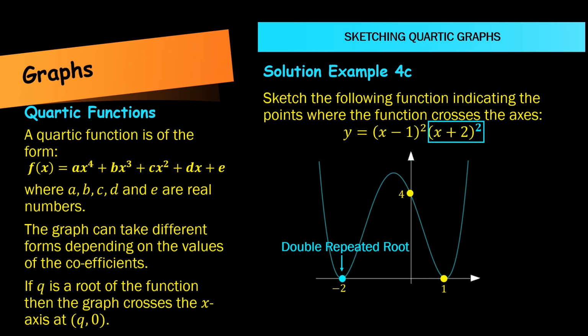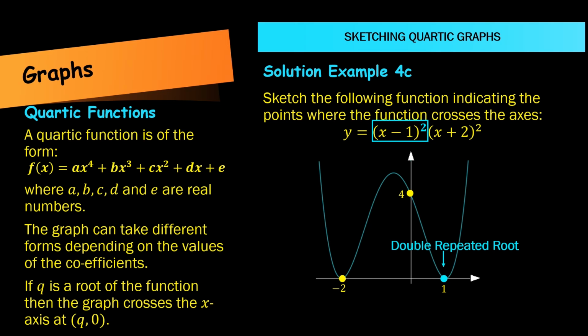Notice we have a double repeated root at x equals minus 2 because the function has (x plus 2) all squared in it. And similarly, we have a double repeated root at x equals 1 because we have (x minus 1) all squared in it.